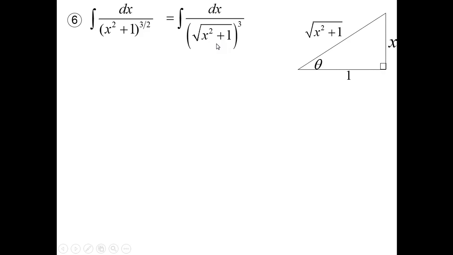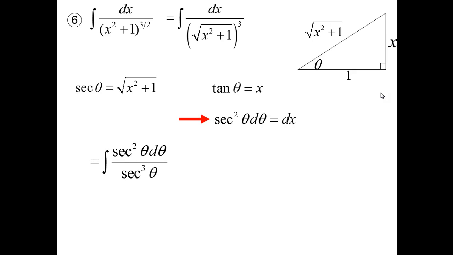Let's look at another example. So we have the integral of 1 over x squared plus 1 to the 3/2. At first glance, it may not look like we could use trig substitution to do this, but remember that x squared plus 1 to the 3/2 is really the square root of x squared plus 1 cubed. I'm going to go ahead and set up my triangle according to this expression with the square root of x squared plus 1 as the hypotenuse. x is the opposite and 1 is the adjacent.